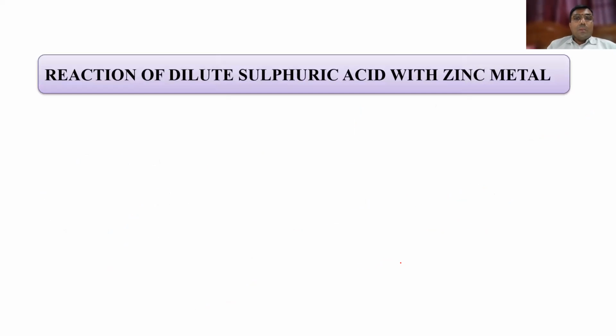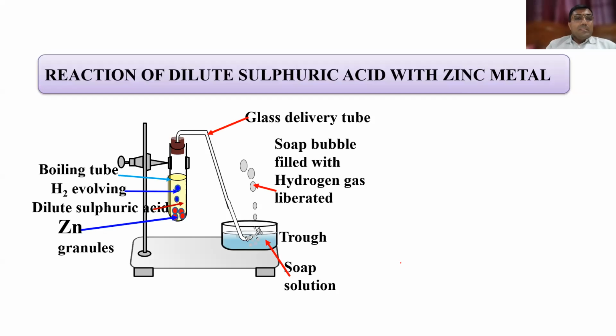This is the basic setup. Zinc and H2SO4, this is how hydrogen gas will be produced. In the setup, you can see the hydrogen gas. Here the hydrogen gas is formed, and the bubbles are formed here, right?